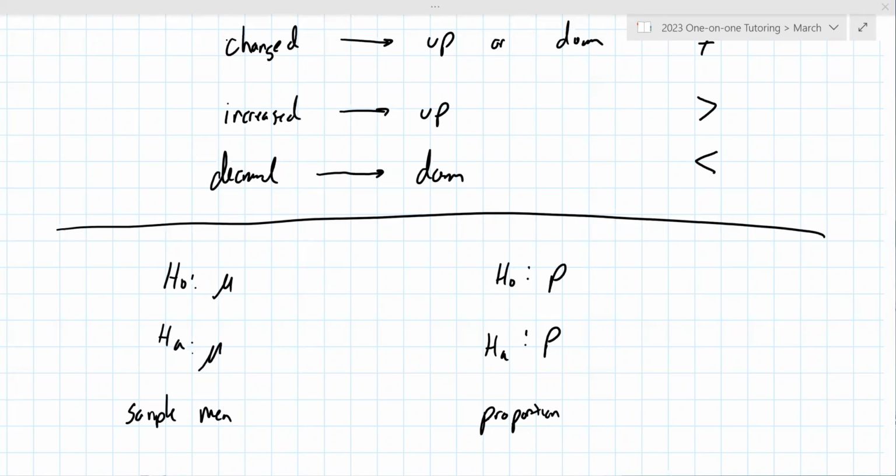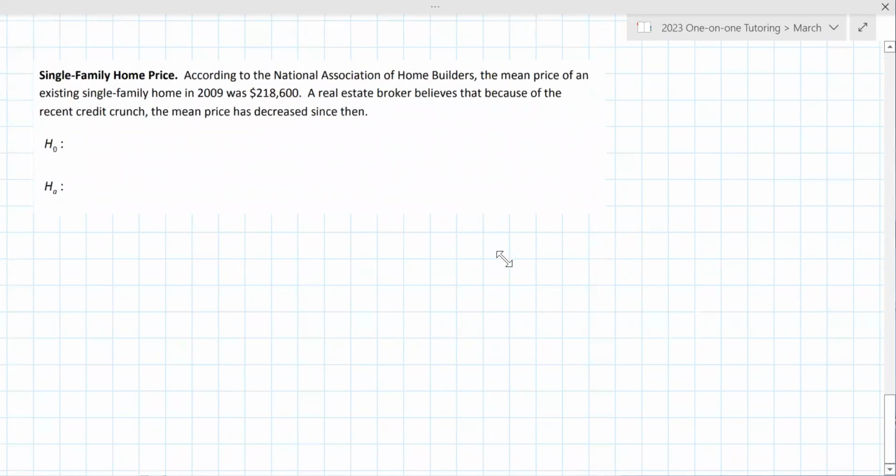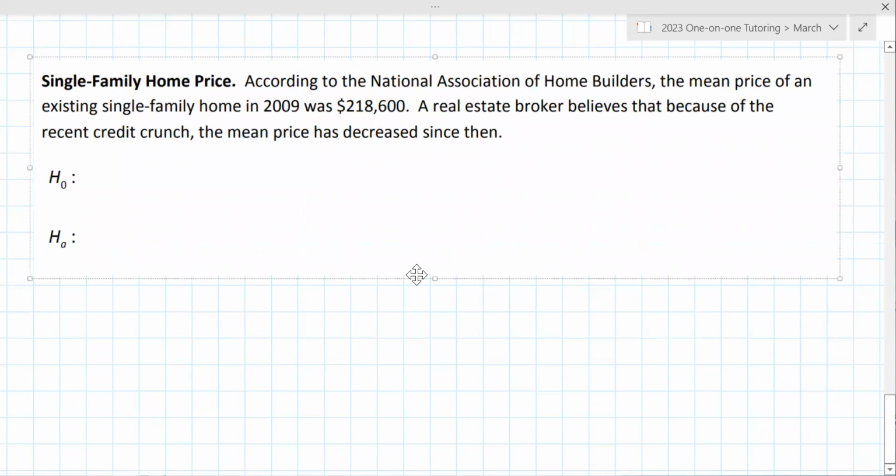Any questions on that before we do another couple of examples here to write the hypothesis? It's starting to make sense. Yeah. Okay. All right. So I want you to take a look at this and try to write one or the other, either the null or the alternative for me.